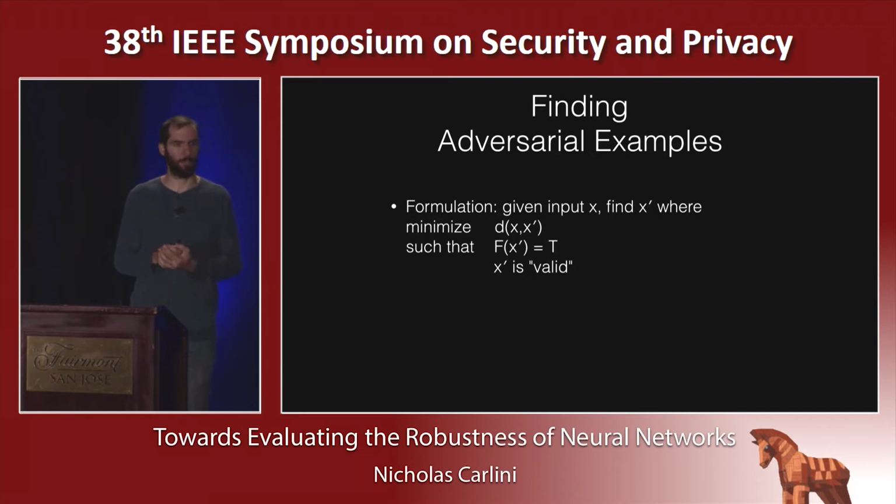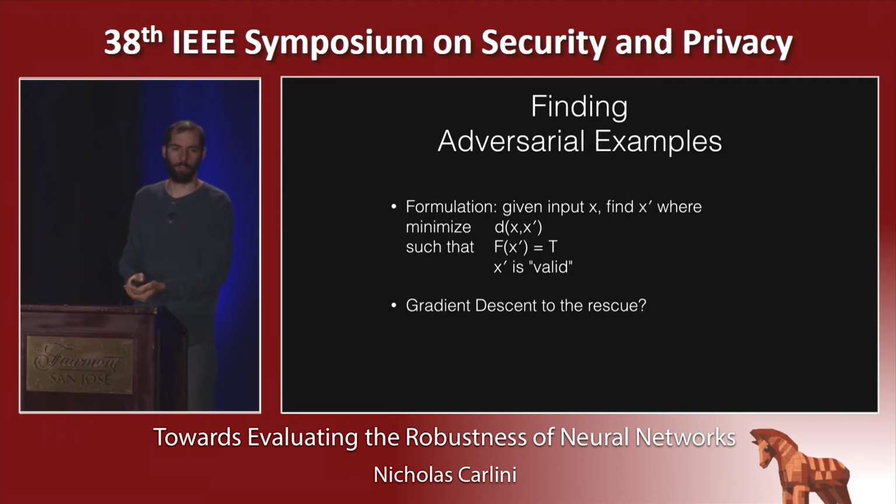The first thing that has to be true is we have to have that x prime is actually classified as the target class T that I want. Otherwise, it's not an adversarial example. And the second thing is that x prime has to be a valid image, where by valid here, I just mean relatively simple thing that like each pixel value is discrete between 0 and 255.